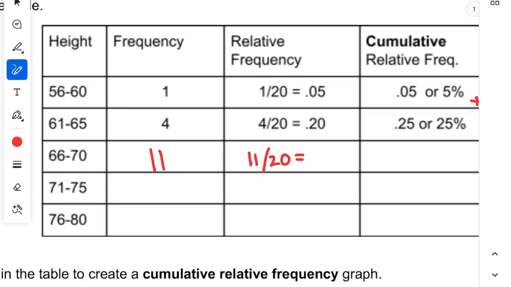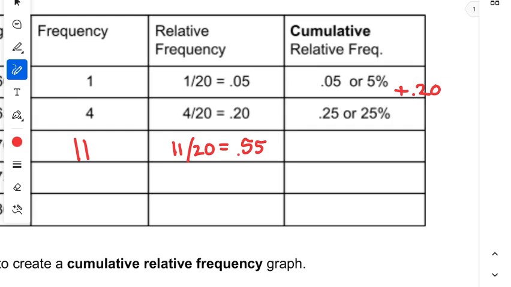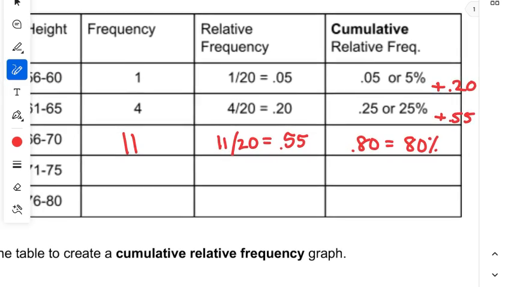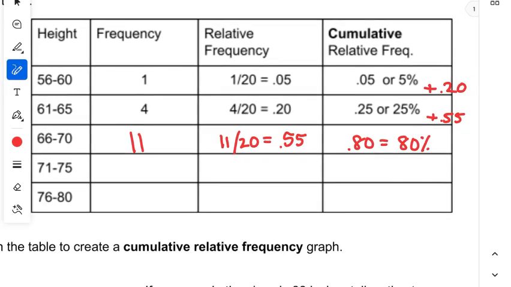Anybody got a calculator? And then to do our cumulative, you want to add our previous. Okay, and then between 71 and 75, it's 3. So it's 3 out of the 20.